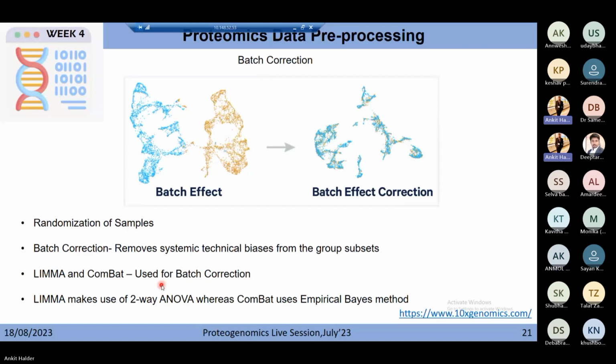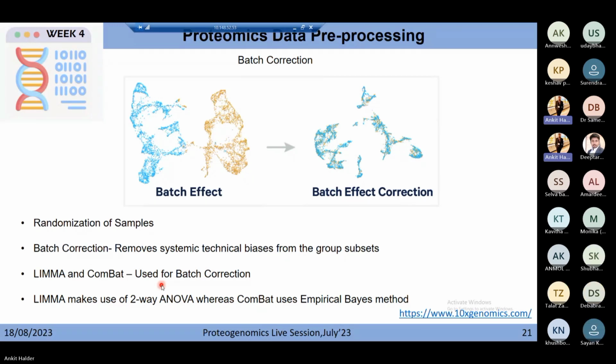And ComBat uses an empirical-based method to make their medians equal and to reduce the technical bias, or the bias that has occurred due to the batch effect or due to the technical differences in your run. So this is how you will try to do a batch correction.